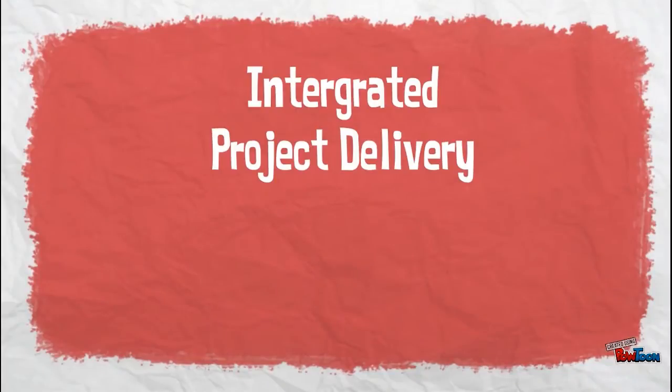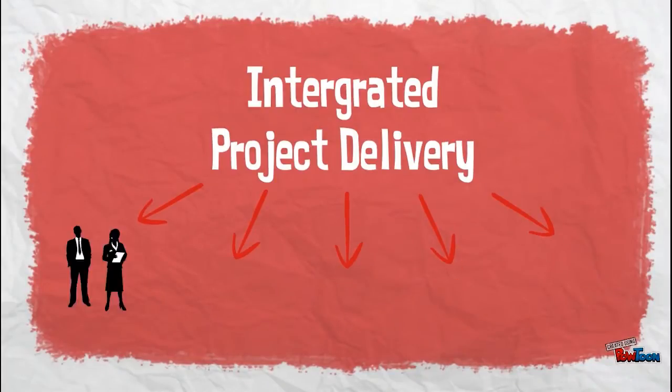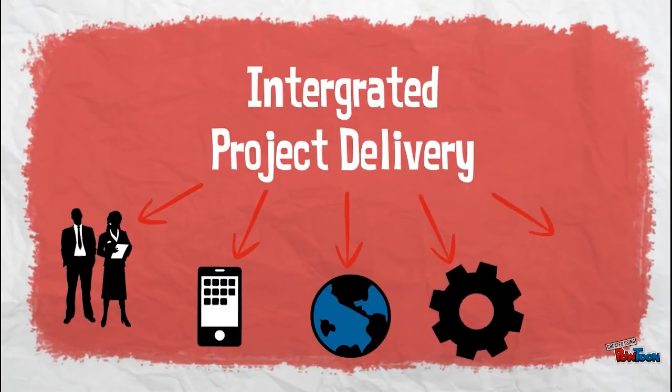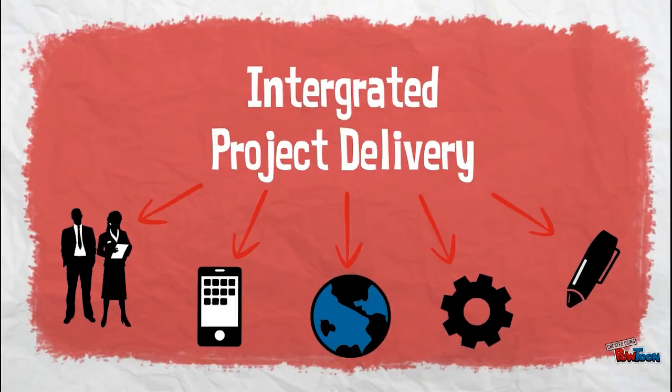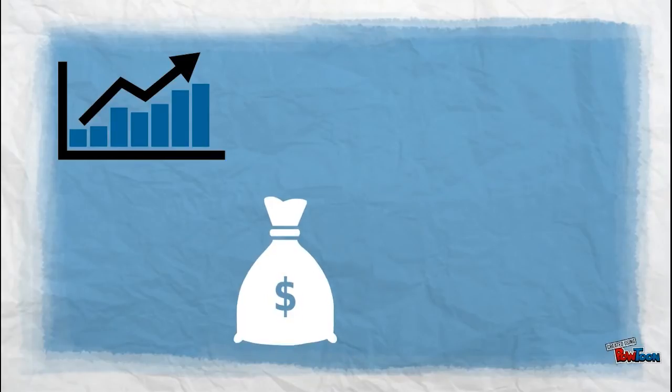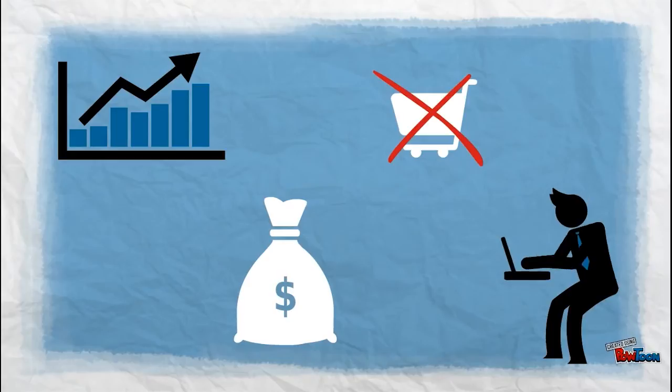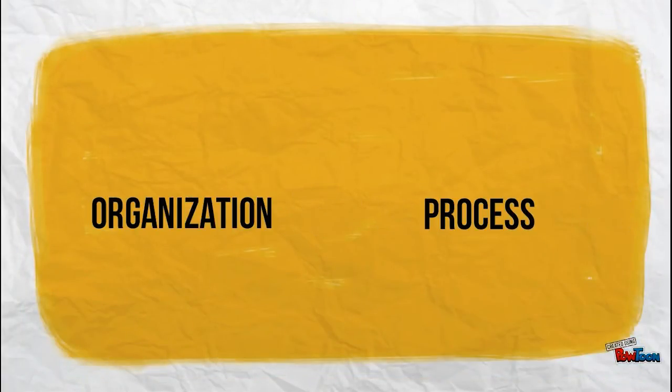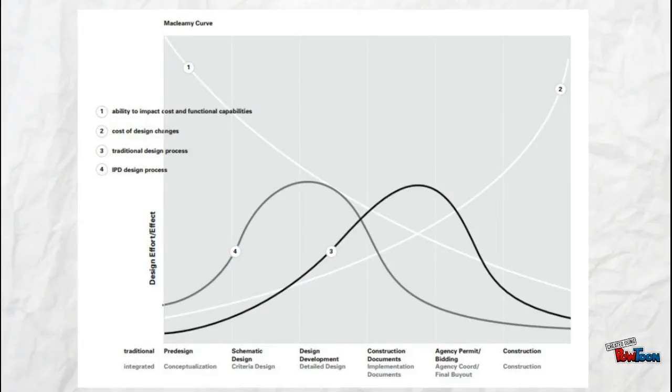IPD is a project delivery approach that integrates people, system, business, structure, and practice into a project process. Our aim is to optimize project results, increase value to owner, reduce waste, and maximize efficiency. As we can see, both organization and process in POP model will coordinate and contribute in order to achieve the greatest result.